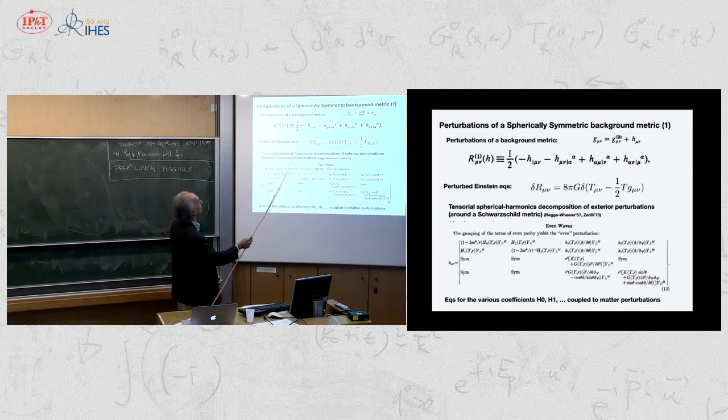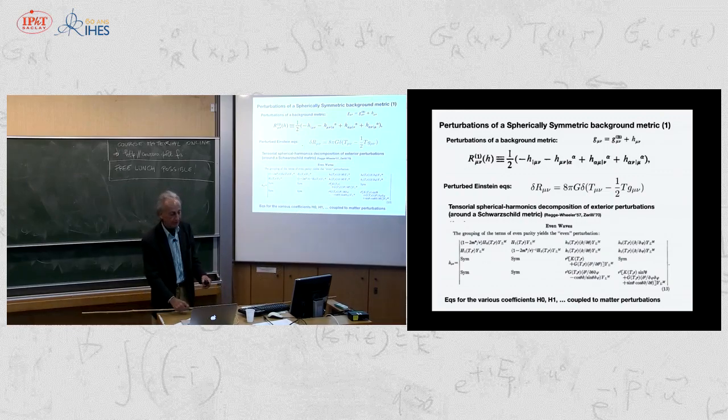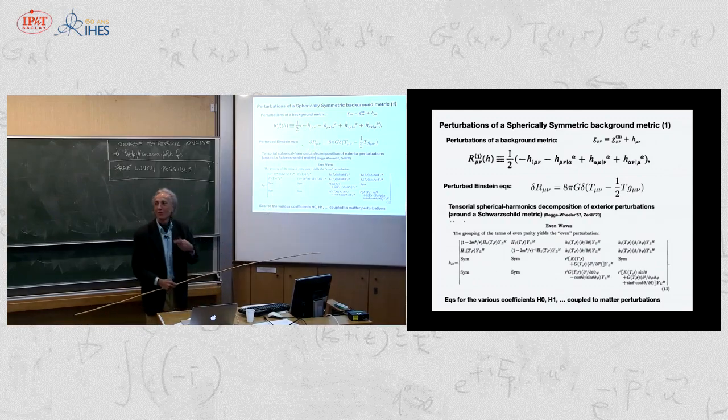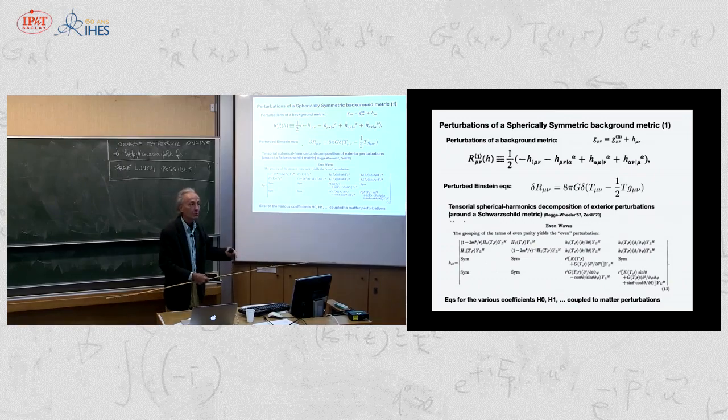So I have a background metric which is spherically symmetric. And now I look at perturbation of this metric, of this body creating this metric, by a faraway companion. So I look at the perturbation of Einstein equation not around Minkowski spacetime, but around a non-perturbative solution, which is like a neutron star or a black hole.